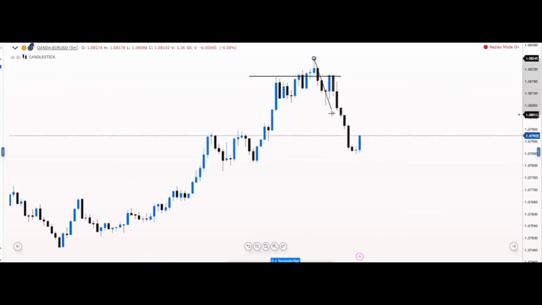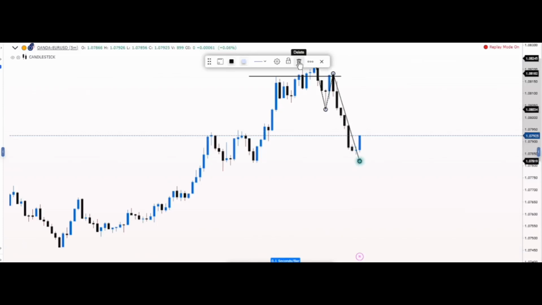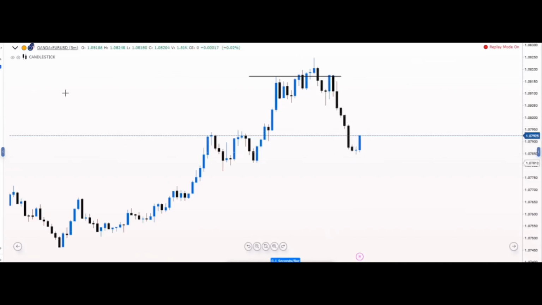Okay, so from this high, printed this low, and then went back up. That's a valid pullback, and then dropped back down to take out this low. So that's our valid break of structure right here. So let's mark it out.